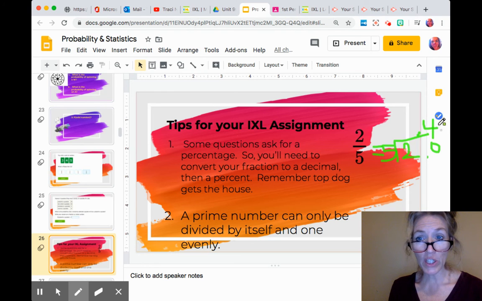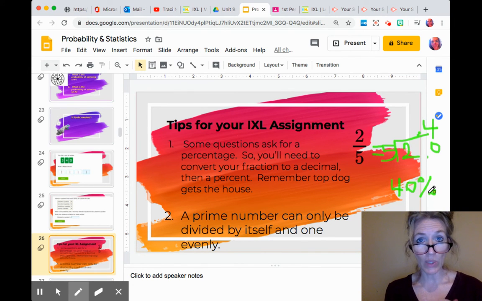Once you get your answer as a decimal, in this case 0.4, you can then multiply 0.4 times 100 and get 40%. So you may be asked for a percentage, and that's how you're going to convert your fractions to percentages.